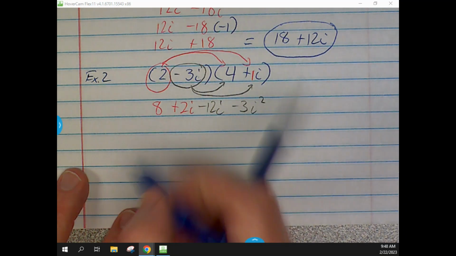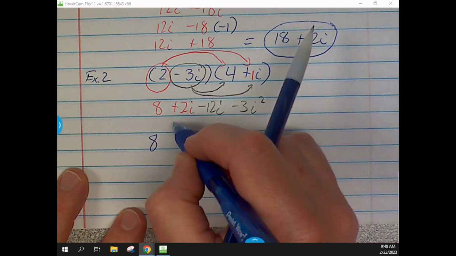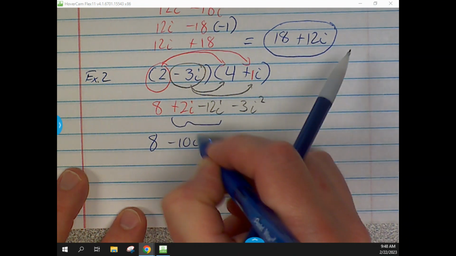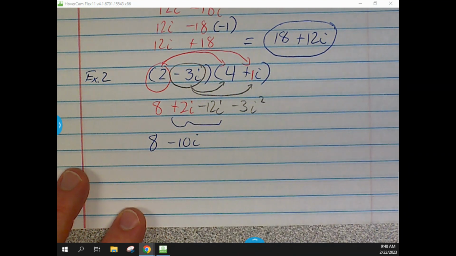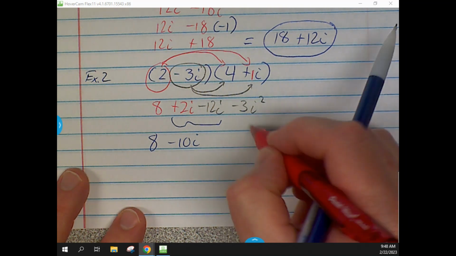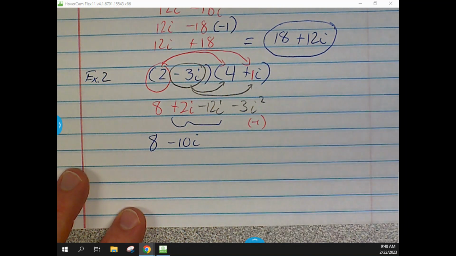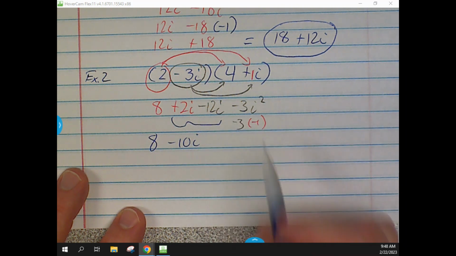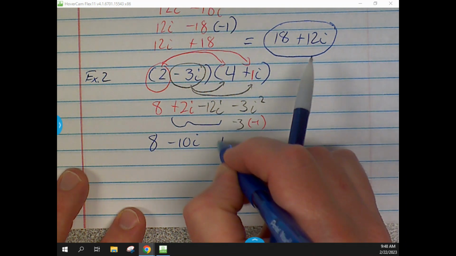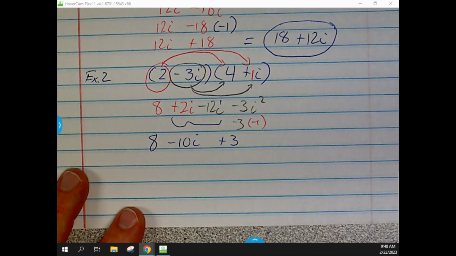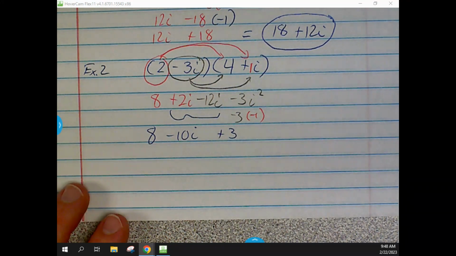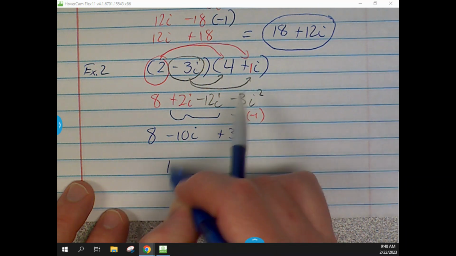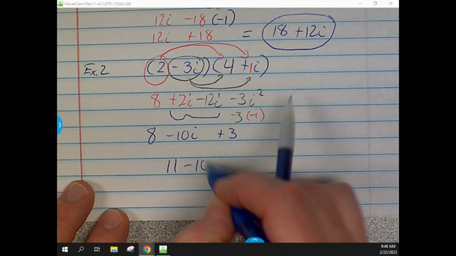All right, so the 8 is good. Nothing you can do there. You've got 2 minus 12i. That's -10i. Again, where you've got this I squared, replace it with -1. So that's -3 times -1. That's a +3. And so now you've got 8 plus 3, which is 11. And then you've got the -10i that would be there.